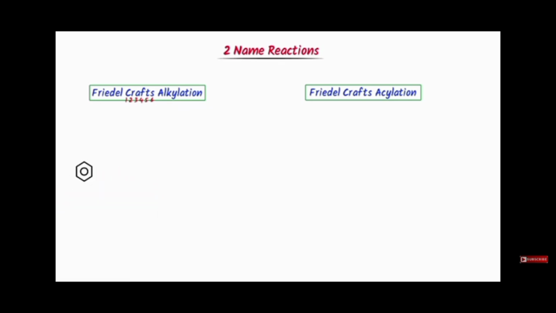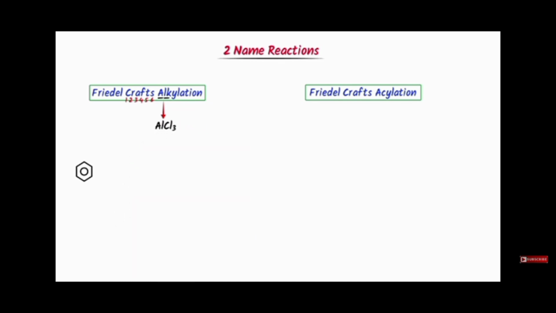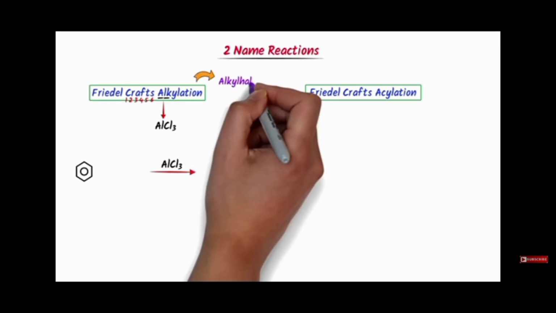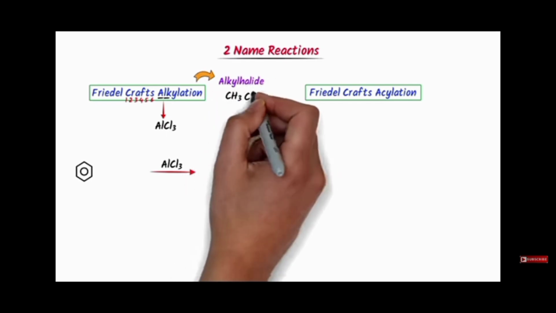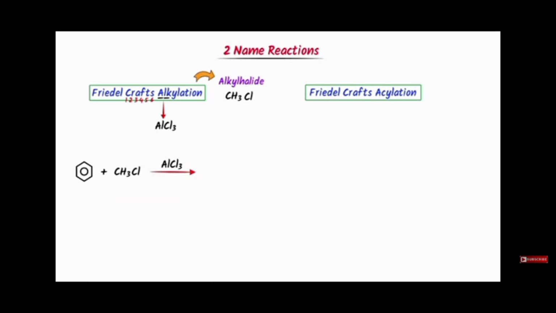So I write here benzene ring. Secondly, this A and L in alkylation reminds me AlCl3, aluminium chloride. So I write here aluminium chloride. Thirdly, alkylation means alkyl halide like CH3Cl. So I write here CH3Cl. These are the reactants of this reaction.